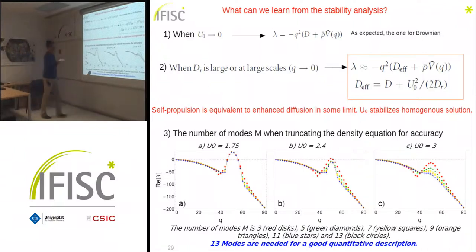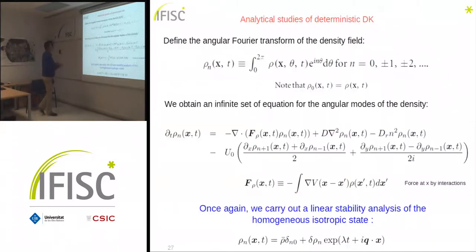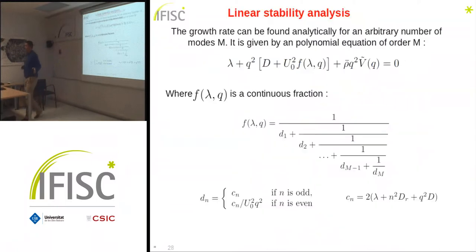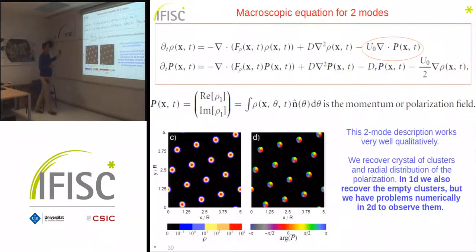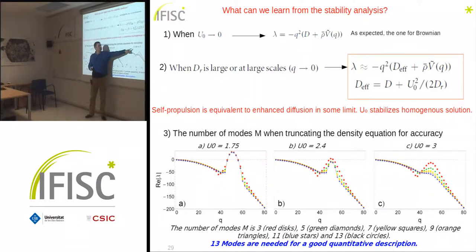Do you understand me? The number of modes is already 15, 14 modes. What do you call modes? Modes is the number of these equations: 1, 2, 3, 20. In fact, it's infinite. But how many do you need for a proper description of the system? What we show is that at least you need 13.